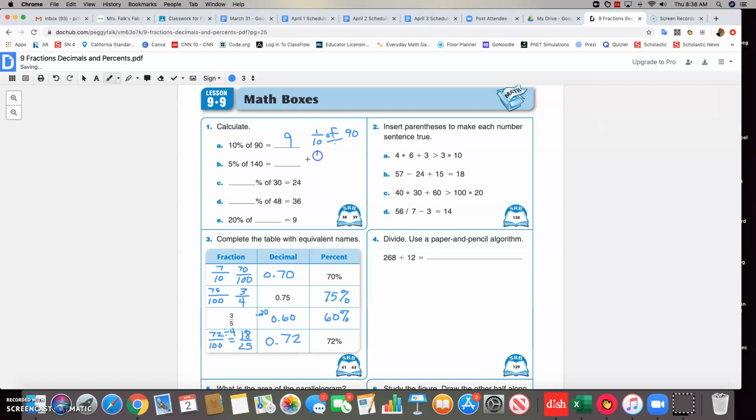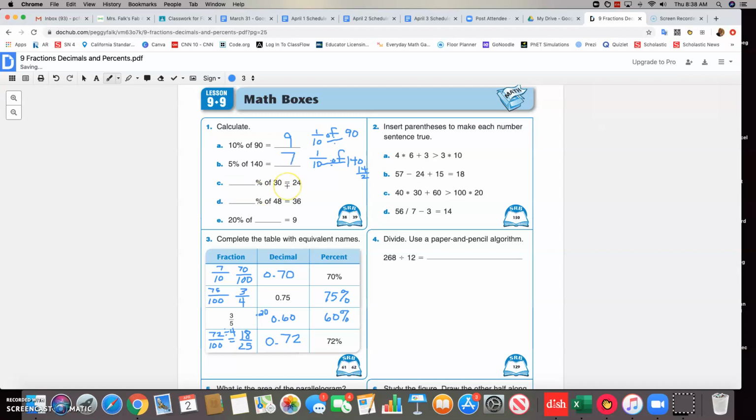On B, I would still do 10%. 10%'s usually a little bit easier. So I'm going to do 10% of 140. I'm going to take 140 and divide it by 10 equal parts, and I get 14. Right? But I want 5%, which is half of 10%, so I want half of 14, which is 7.